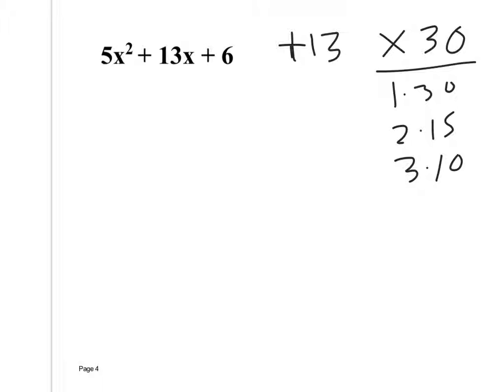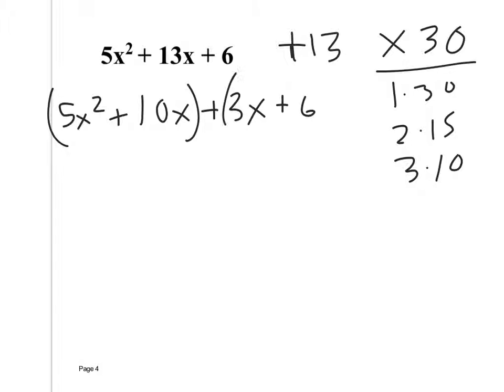So I just rewrite this and I split 13x up. So 5x squared, and I'm going to go 10 first because 10 goes with the 5. And then I'm going to go 3 next because 3 goes with the 6. I want common factors together. So then I solve by grouping.